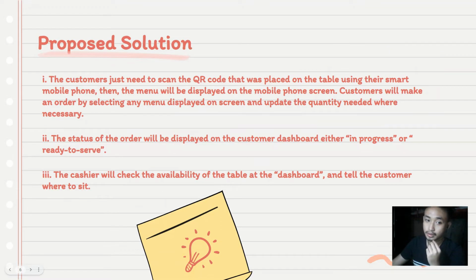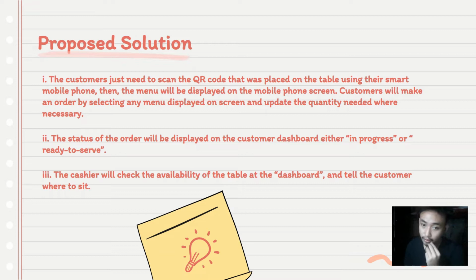So next is the proposed solution. The customer needs to scan the QR code that was placed on the table using their smartphone. Then the menu will be displayed on the mobile phone screen. The customer will make an order by selecting any menu displayed on the screen and update the quantity where necessary.